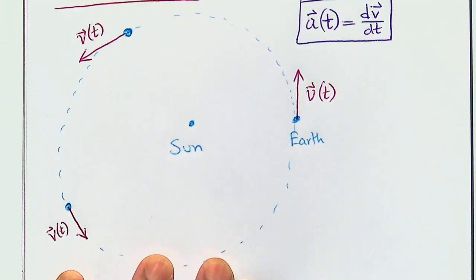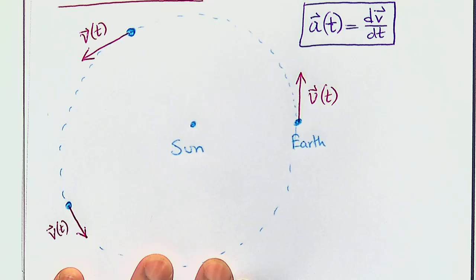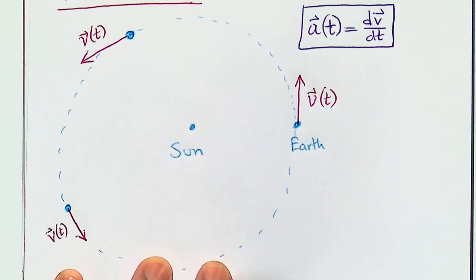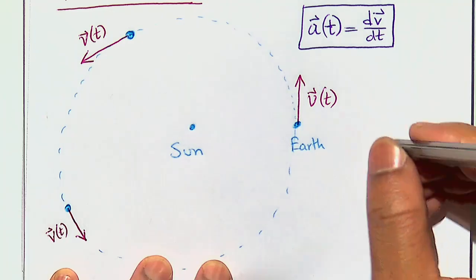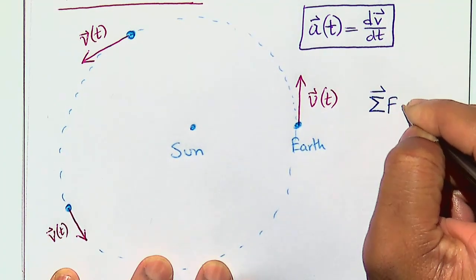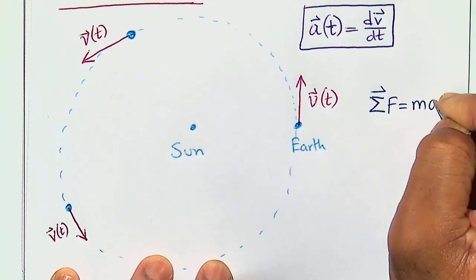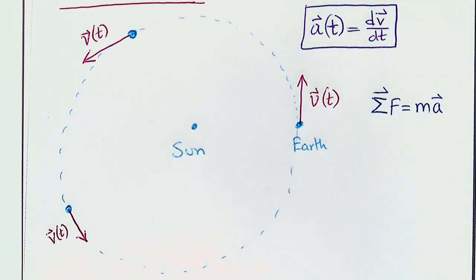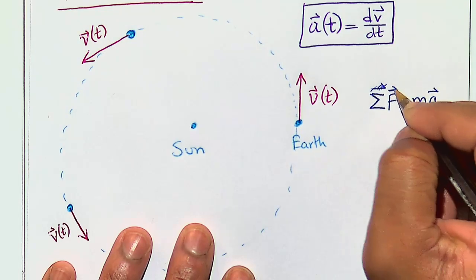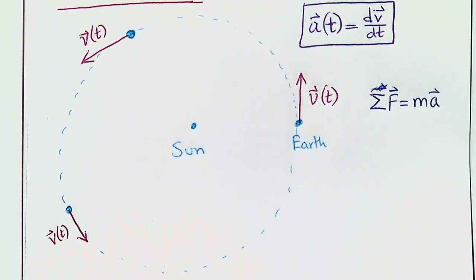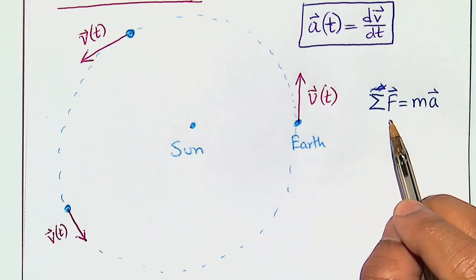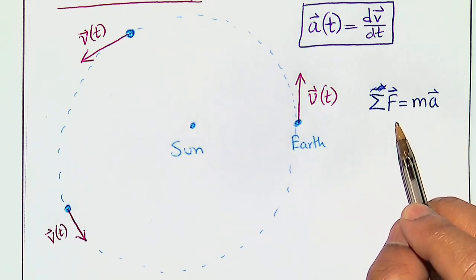We need to think about the direction of acceleration. Which way does acceleration point? And this is where F equals ma helps you out. So sum up all the forces. That's equal to mass times acceleration. Sum of the forces equals ma. So the direction of acceleration is in the direction of the net force.